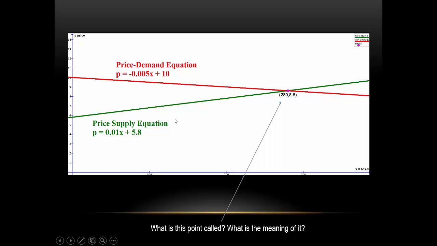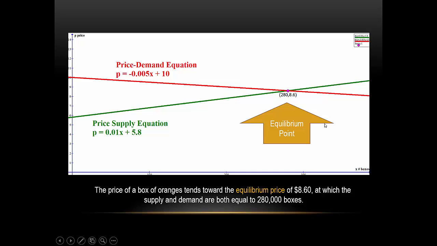And does anybody remember what that point is called? What's the meaning in business? I know it's where the two lines intersect, but do you remember what that point's called? Equilibrium point. So basically this says the price of a box of oranges tends towards this equilibrium price of $8.60 when the supply and demand are both equal. So it's important that you learn how to interpret your answers here.